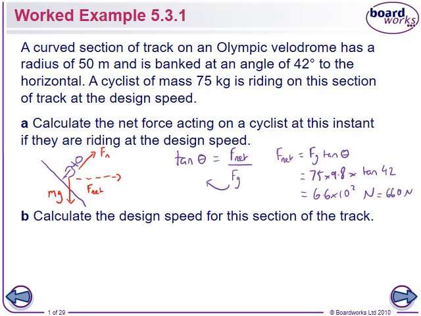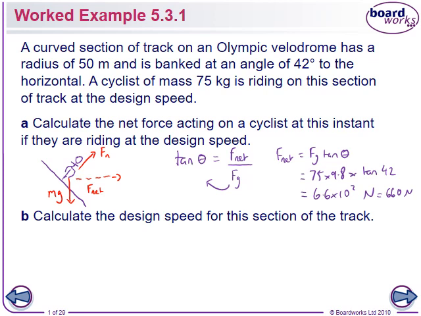All right. Thank you very much. So our net force acting on our cyclist is 660 newtons. In which direction? Inwards. Good. 660 newtons acting towards the centre of the track. Good. All right. Calculate the design speed for this section of the track.